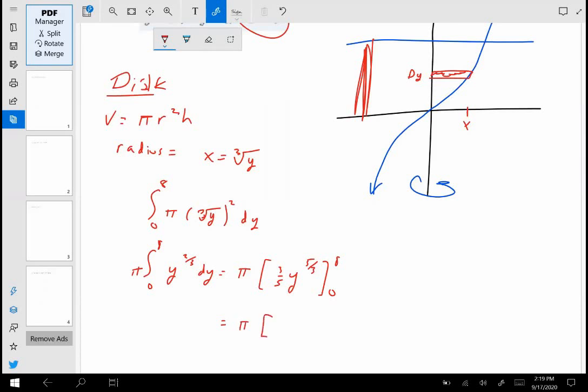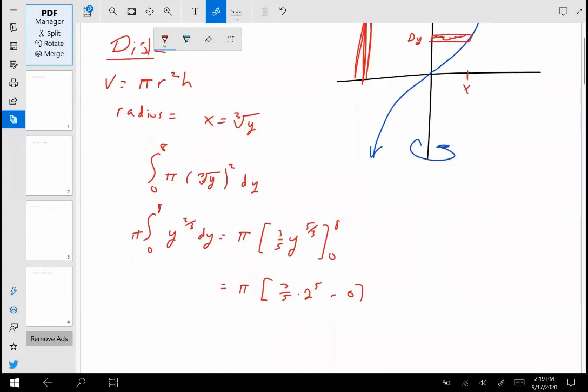So at 8, we're going to have 3/5 times 2 to the 5th, minus the 0. 2, 4, 8, 16, 32. So 32 times 3 would be 96. So we get something like 96 pi over 5. Okay, so that would be it with the disk method.